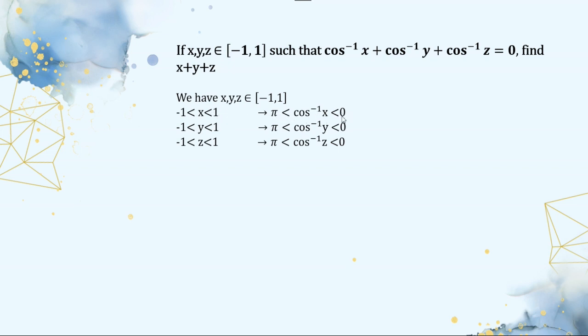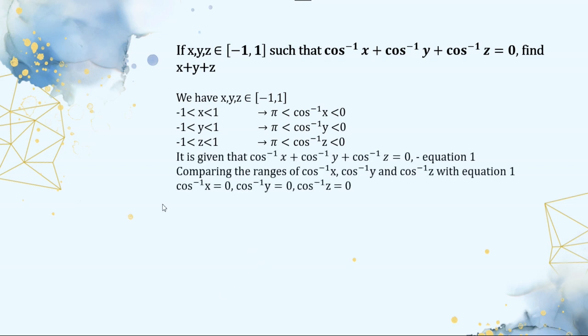So we write this interval in this manner: pi less than cos inverse of x less than 0, pi less than cos inverse of y less than 0. From this equation we write these terms. So next, it is given that cos inverse of x plus cos inverse of y plus cos inverse of z is equal to 0 from the question.